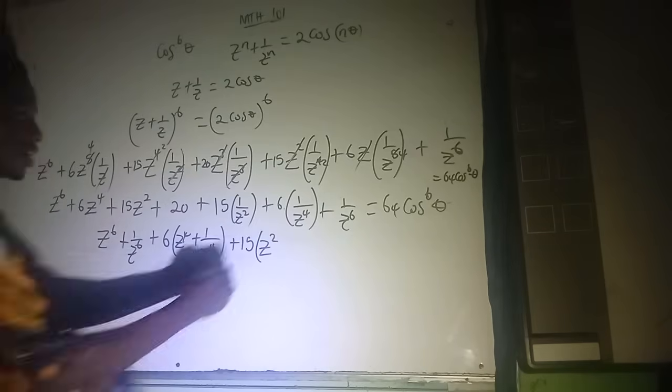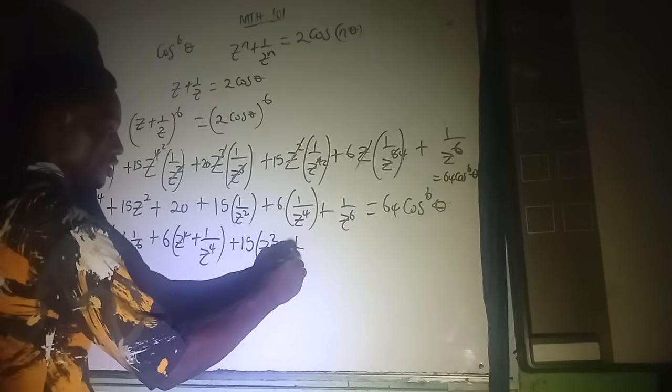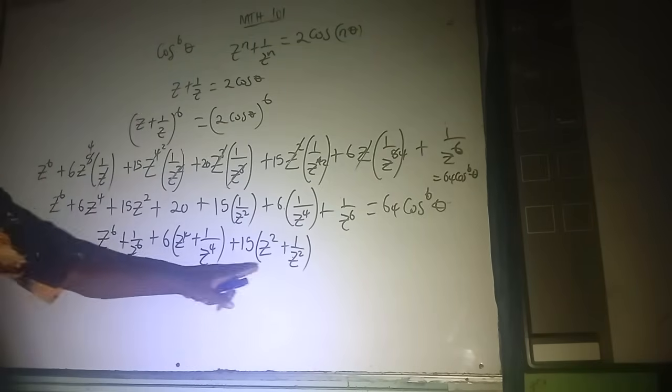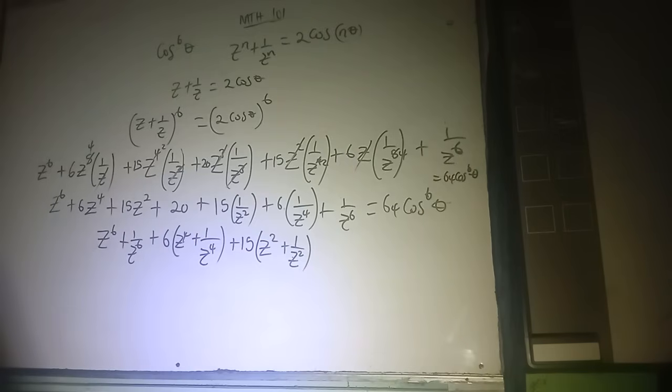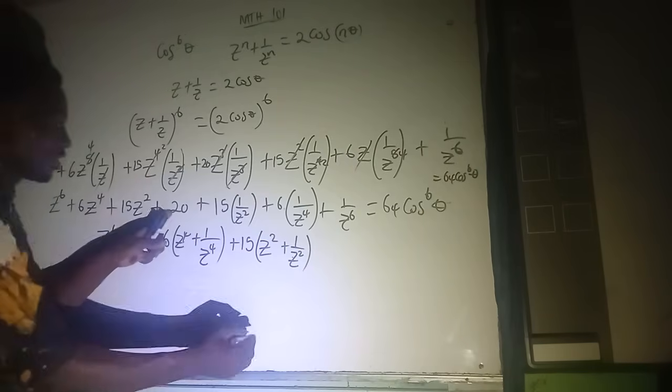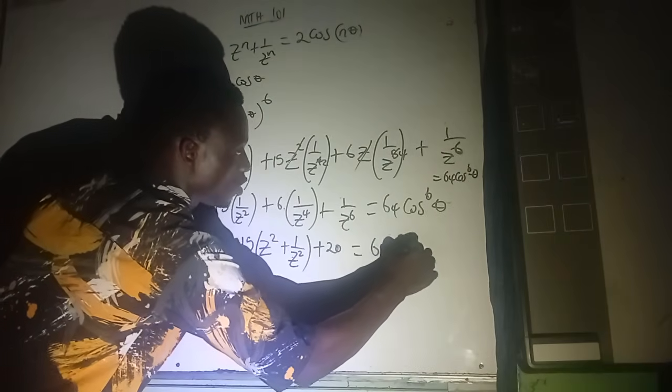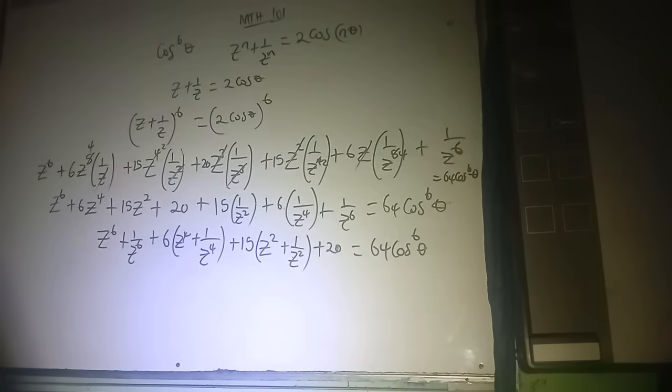Where do we have the square here? Plus 1 over z squared. 15 times this, you get this. What do we have left there? So we gather everything. We have 20 left, plus 20 equals to what? 64 cos theta to the 6th power.